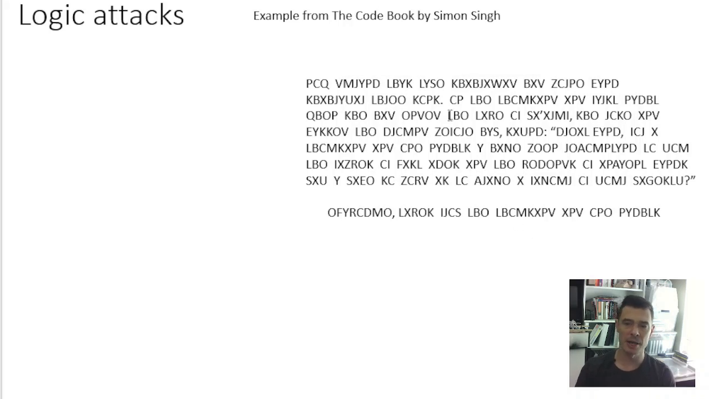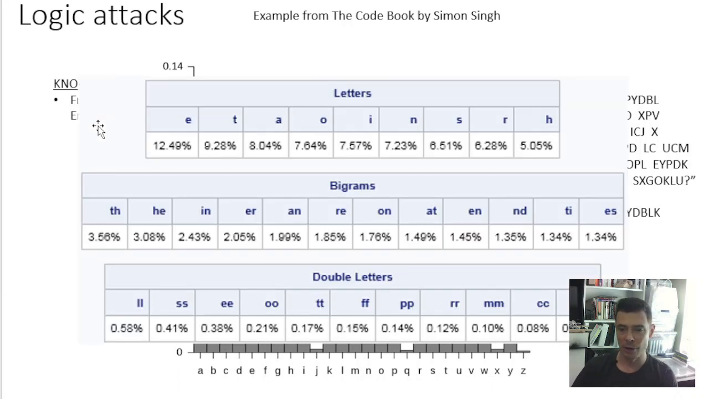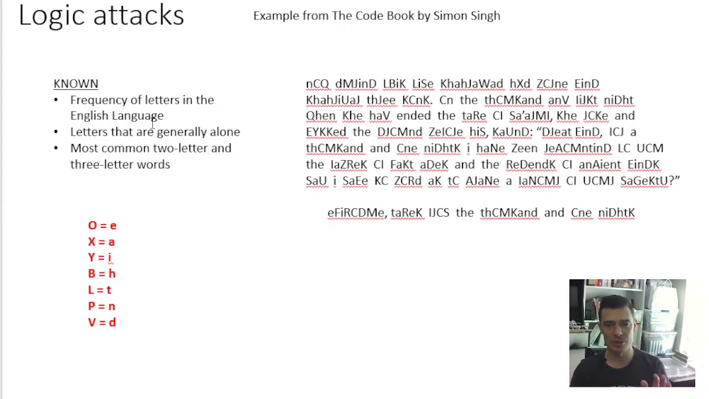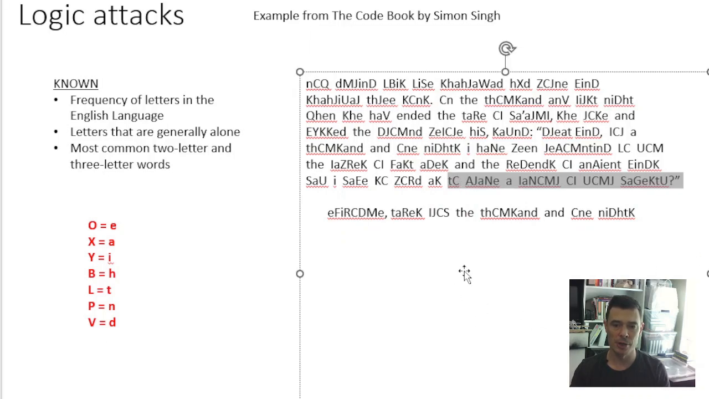We have this ciphertext, but there's also a number of things that we already know. Starting with just the frequency of letters in the English language, we know a lot about when and how these letters are showing up. And also which letters are generally alone, and what the most common 2-letter, 3-letter words are, and so on. Based on just this information, we can with a lot of confidence decipher these 7 letters right here, now shown in lowercase.